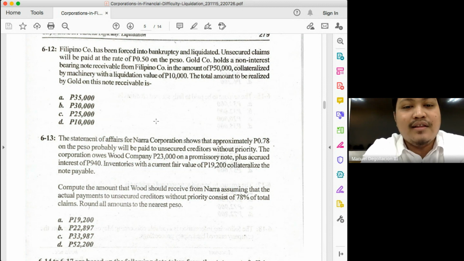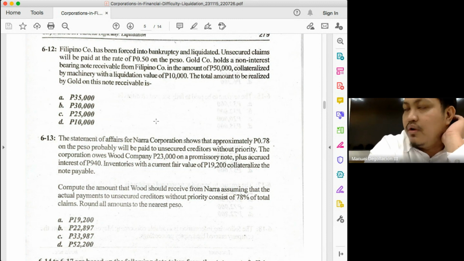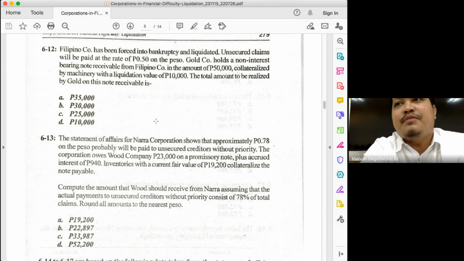Okay, but how much is the value of the security pledged for the claim of Wood? Only 19,200. Okay, what will happen to this 19,200? It will be paid to Wood Company. And how much then was not paid off? How much is not covered by the security or the collateral? You deduct the 19,200 from the 23,940. And how much will that give you? 4,740. And the 4,740 is basically the unsecured portion.